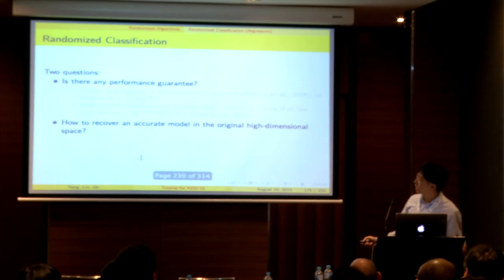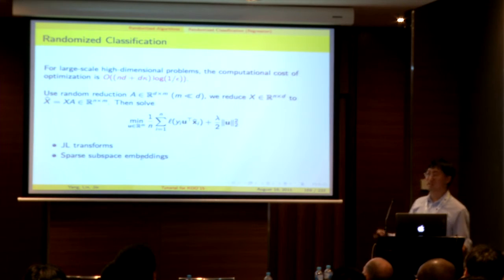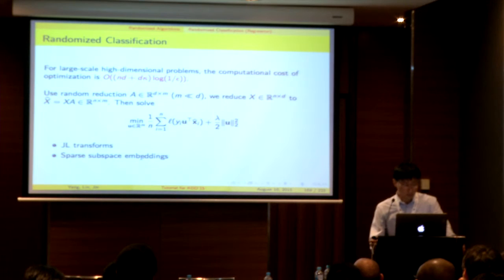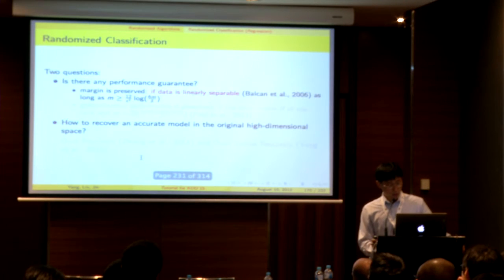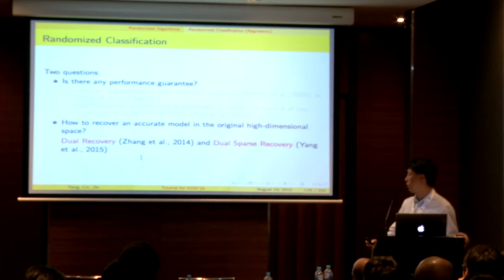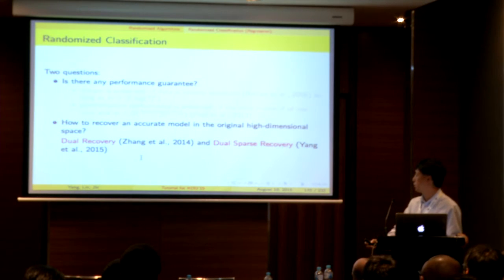But if you solve this problem in the reduced space, you can only obtain a model in the reduced space, which is the m dimension, which does not correspond to the features in the original space. So here we want to present two approaches. One is dual recovery, another one is dual sparse recovery.